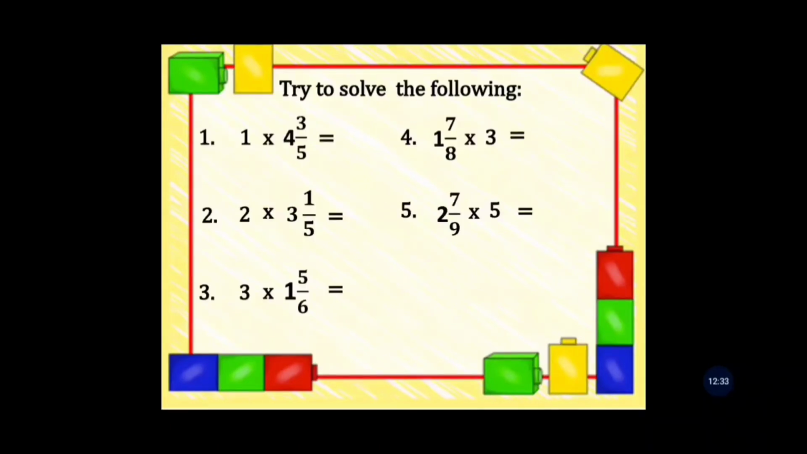Ito, napakadali lang. So, try to solve the following. Number 1, 1 times 4 and 3/5. Number 2, 2 times 3 and 1/5. Number 3, 3 times 1 and 5/6. In number 4, we have 1 and 7 over 8 times 3. Then, number 5, we have 2 and 7/9 times 5. So, bibigyan ko lang kayo ng 2 minutes to answer. Then, after that, we are going to check your answers.